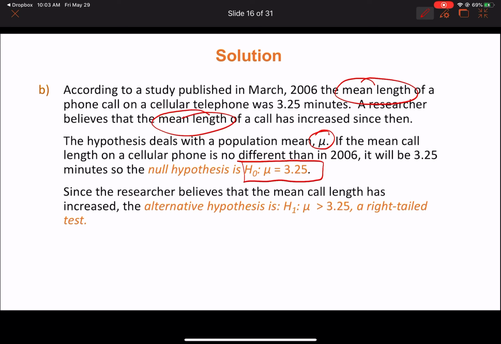The researcher believes that the mean length of the call has increased. So H1 is mu is greater than 3.25. We think the mu is greater than that, so it's a right-tailed test. Greater than is right-tailed because we're looking at everything to the right of 3.25. And it is mu because we're looking at the mean length of the phone call.